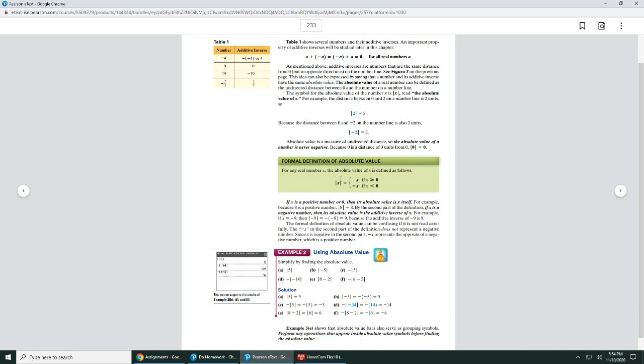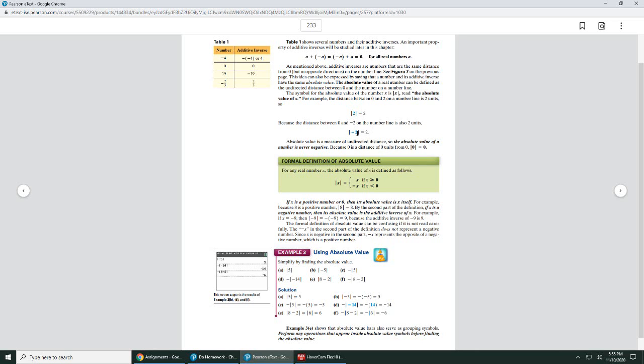And then absolute value. I want you to see these vertical bars mean absolute value. And basically it takes a negative number and converts it positive. It's telling you the distance that a number is from 0. So if a number is positive, it stays positive, and then you remove the absolute value bars. If a number is negative, it converts to positive, and then you remove the absolute value bars.